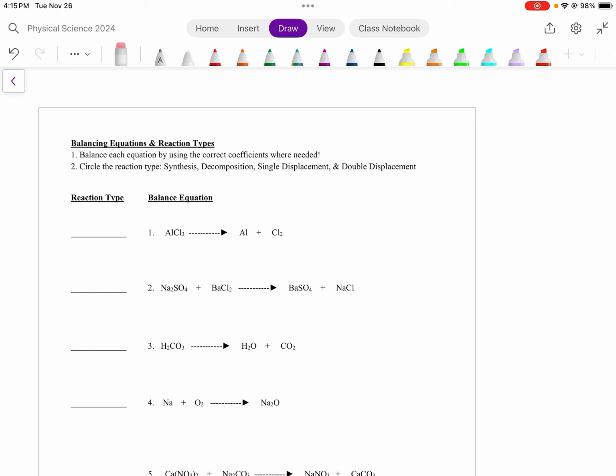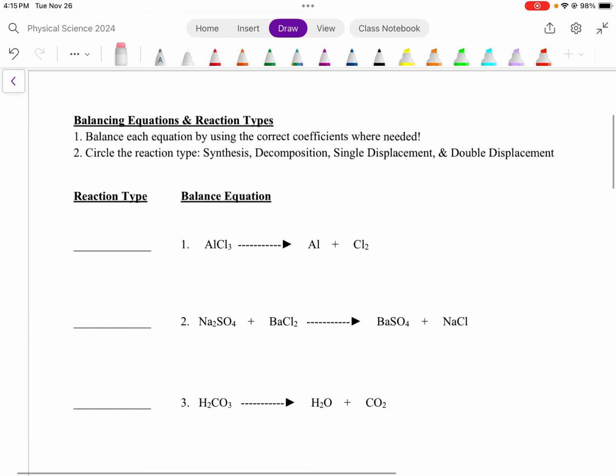This one, you guys, is just more practice of the same. I'll just go through one. You've already done a couple of these, and so hopefully they're starting to make a little bit of sense.